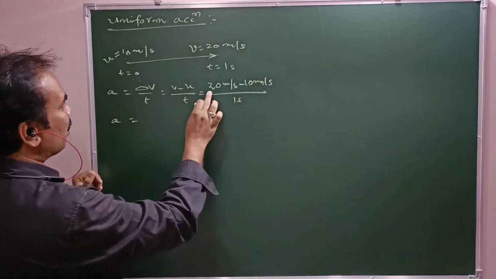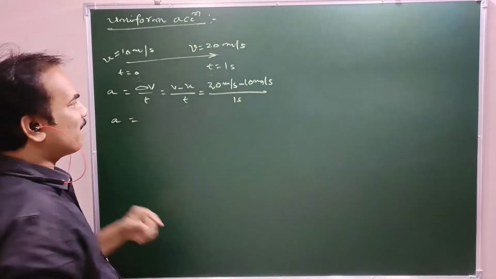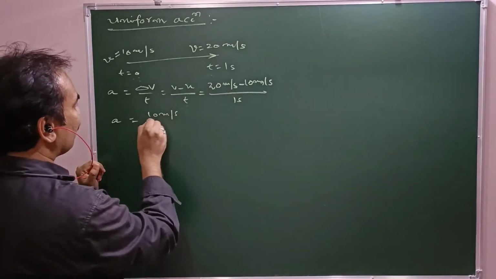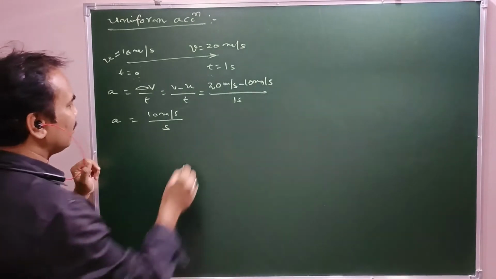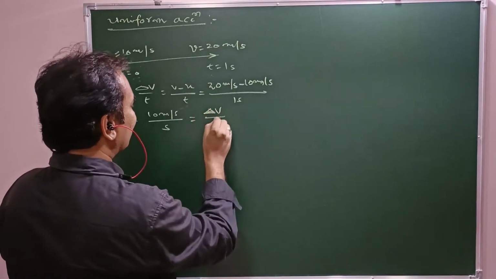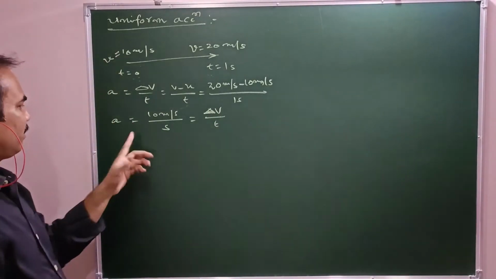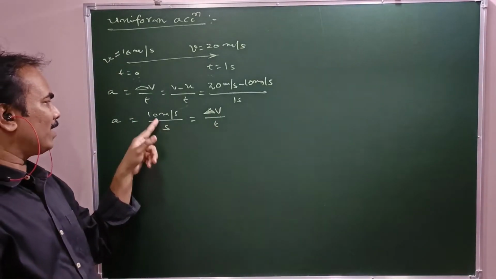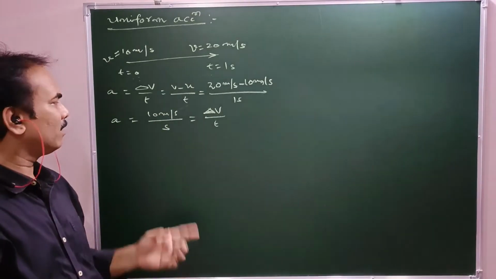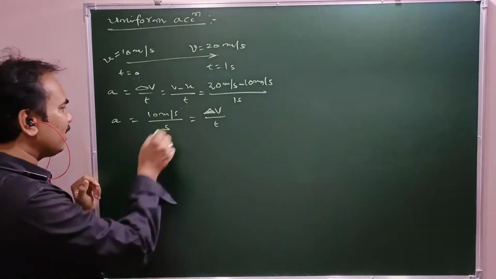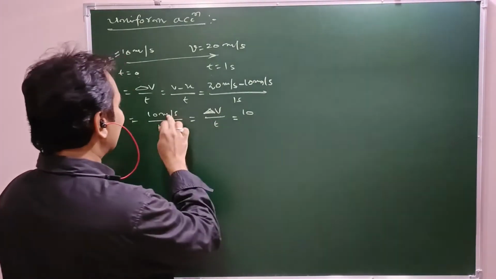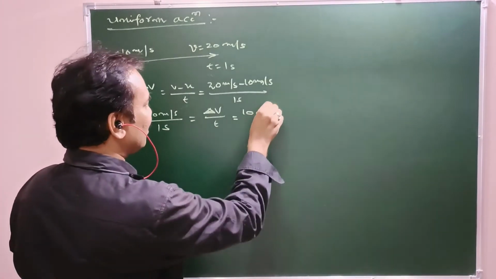So, what is the acceleration? a equal to 20 meters per second minus 10 meters per second, that is 10 meters per second, per 1 second. That equals delta v by t. Am I right? See, for every second, what is the change in velocity in magnitude? 10 meters per second. Am I right? 10 meters per second for every 1 second. That equals 10 meter per second by second. That is 10 meter per second square.